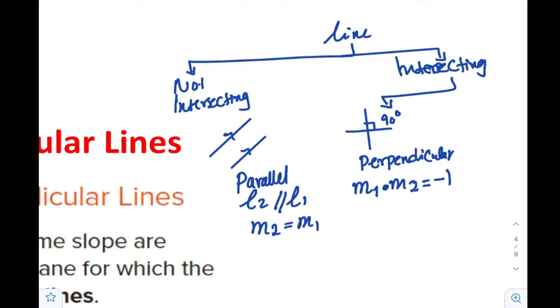If the first line is perpendicular to line 2, then their slopes are negative reciprocals of each other. Their product is -1.